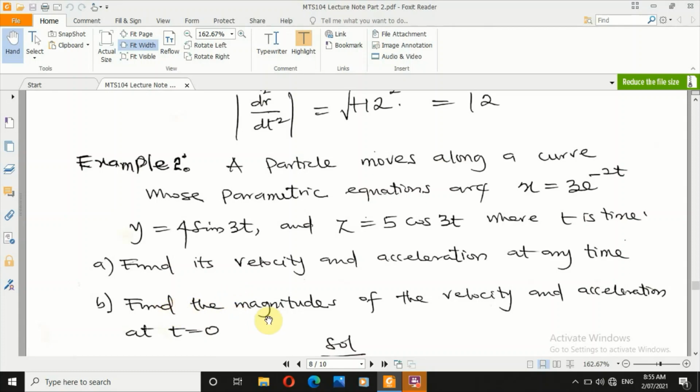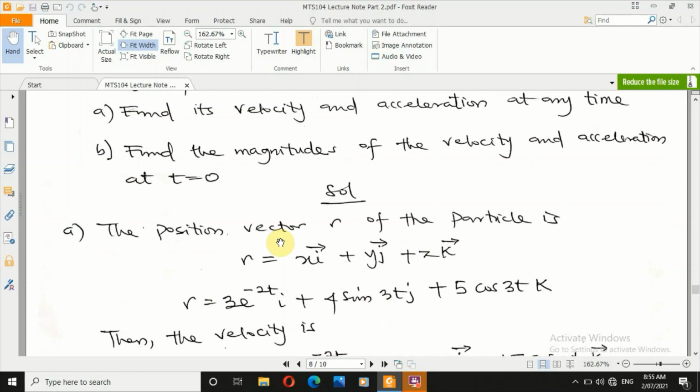So we have to find the magnitude of the velocity and acceleration at t equals 0. So let's take a look at the position. The position vector is this. This is x, y, and z.